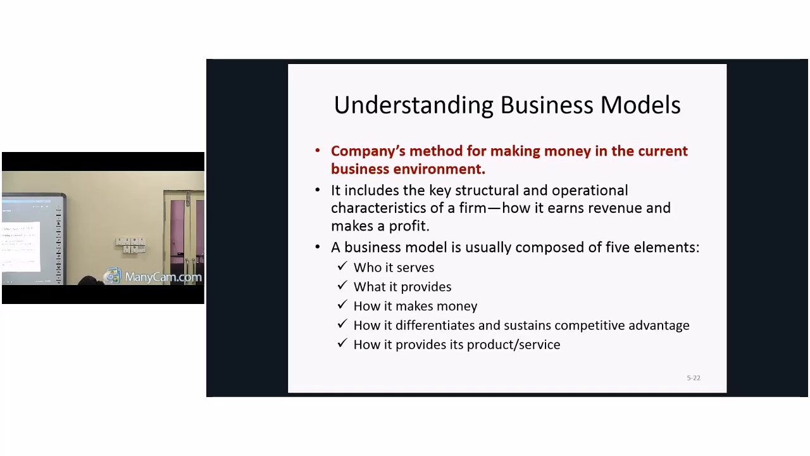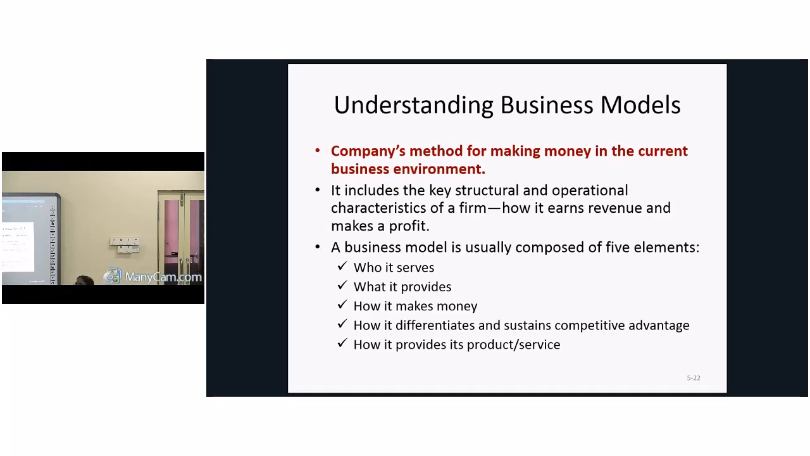So, understanding the business model is also important in internal scanning, right? A simple definition of a business model is how the company makes money. It is the business's way of making money, right?